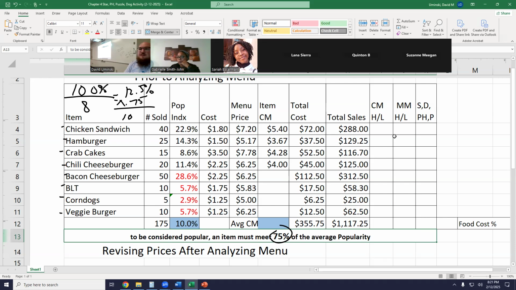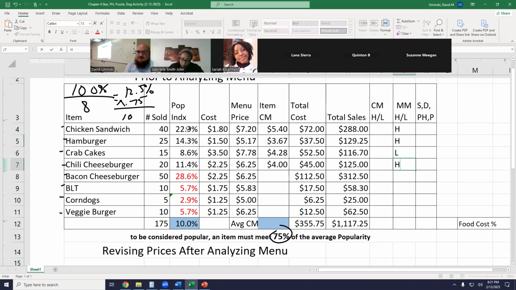So then, let's look at our menu mix. Is 22.9%, is that higher or lower than 10? Higher. Good. 14.3%? Good. 8.6? 11.4? Higher. Good. 28.6? 5.7? 2.9 and 5.7. So I'm gonna type in those H. Don't have to write the word high or low, just H and L is fine. H and L. Okay, that's the first half of our puzzle.